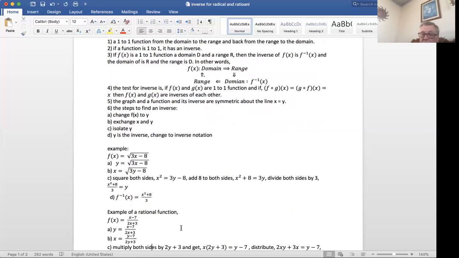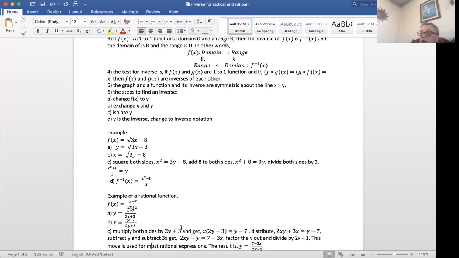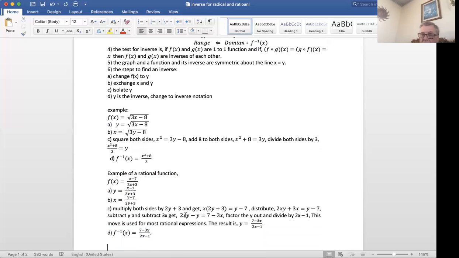Let's look at an example of a rational function. These are a little trickier. With a rational function, we go through the same process. Change f of x to y, then exchange every y as an x and every x as a y. So what was x up here is turned into a y down here, and what was y up here is turned into an x down here. Now the algebra part is a little trickier.